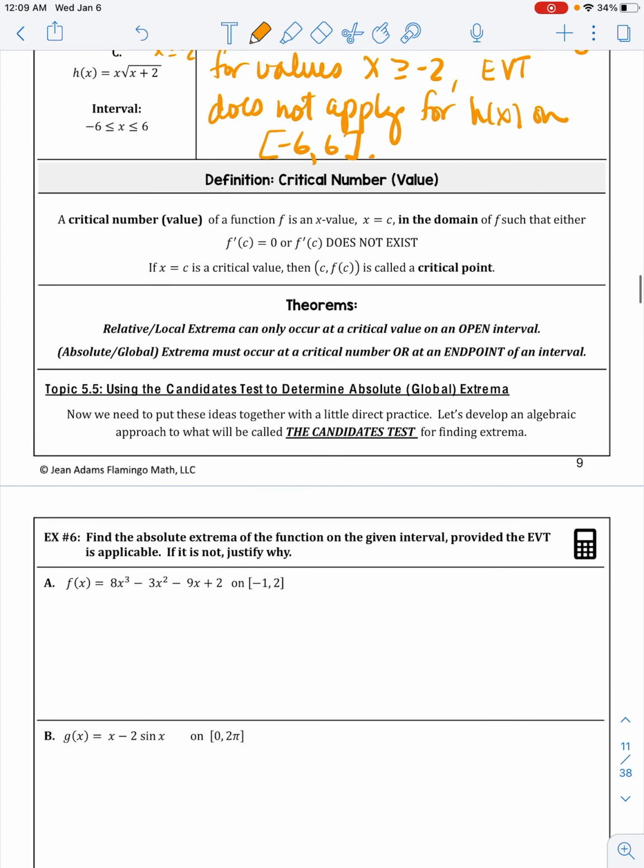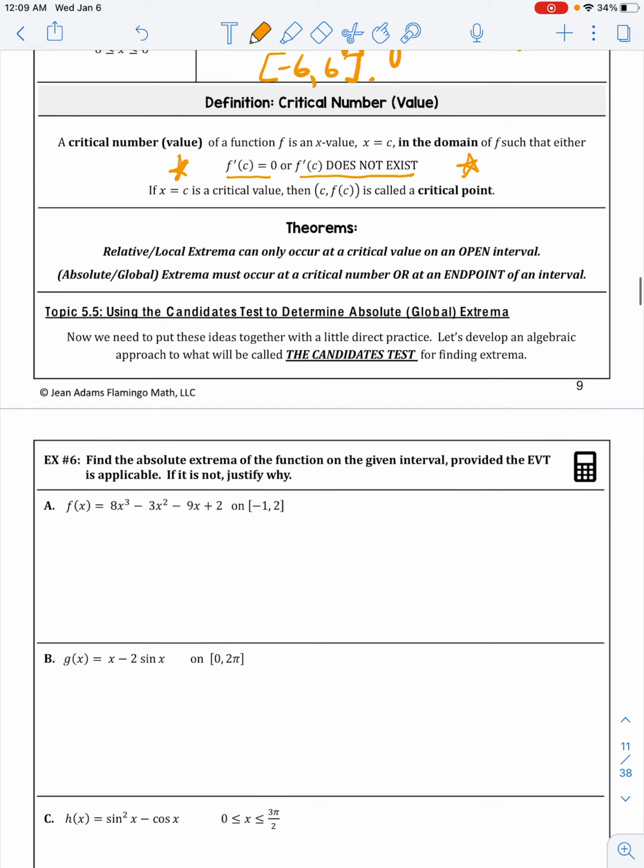Okay, so critical numbers are where the derivative is 0 or where the derivative does not exist. Very important, okay? And the point, that x value, comma, that y value for that function, that's called a critical point. And it's going to be maxes and mins and all kinds of things.